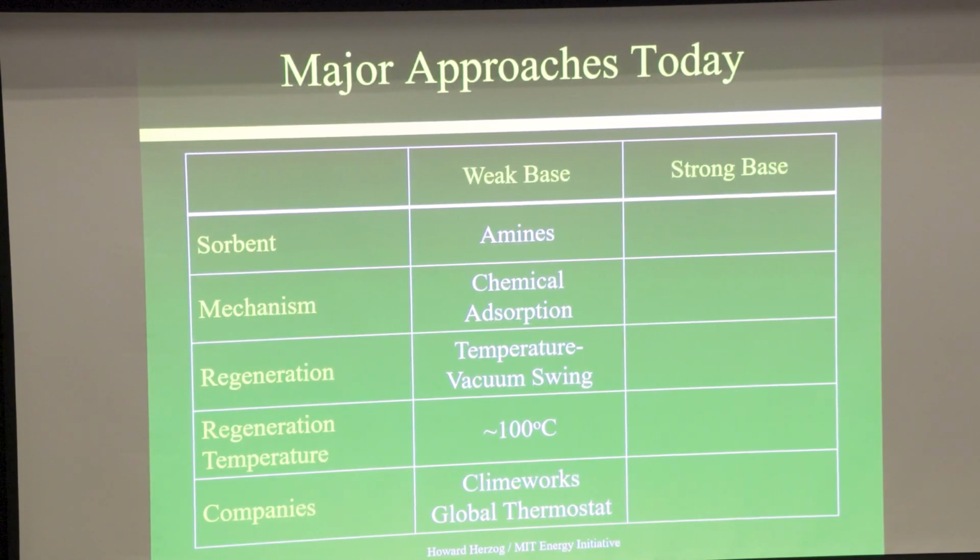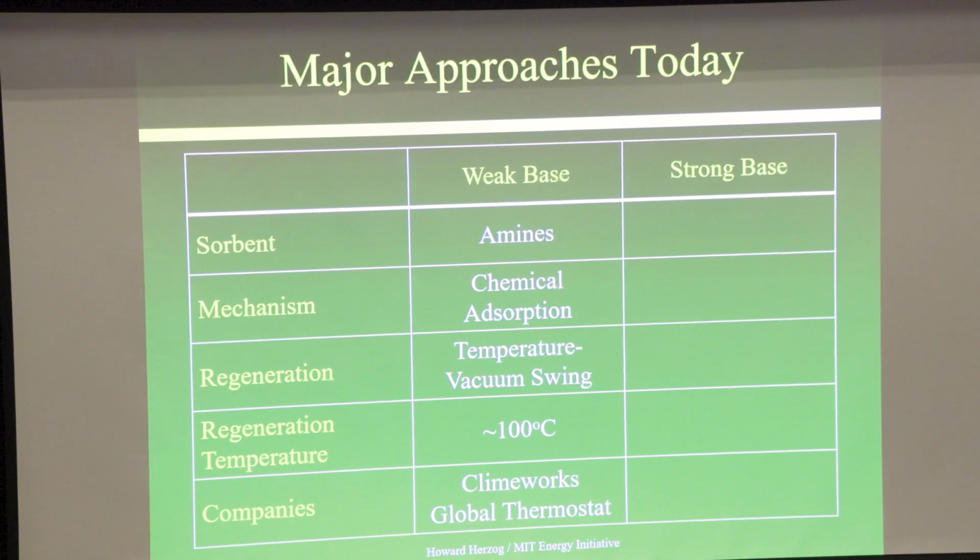As I said, amines for the power plant was good. It's Goldilocks. It can grab the CO2, but it's easy to release. Well, when the CO2 is so dilute in the air, it's not as easy to grab it, but it still works.